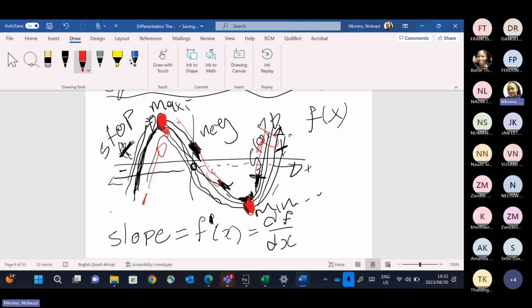Okay, and we said the slope is equal to the first derivative, meaning the slope is equal to df over dx, right? You see, we can use this information to find these points, which are called the stationary points, which are called the maximum or minimum point, right? Because we know that on this function, the slope is equal to 0, right?